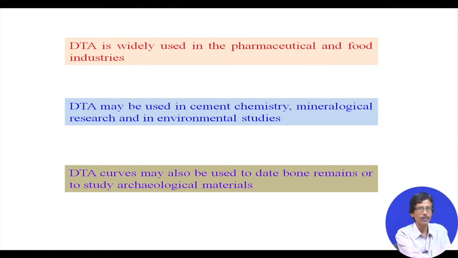So, if any unknown material is in your hand, we can always use two important techniques. One is the IR instrument, use of IR instrument for IR spectroscopic study, and then we can use the corresponding TG and the DTA plot for all these studies.